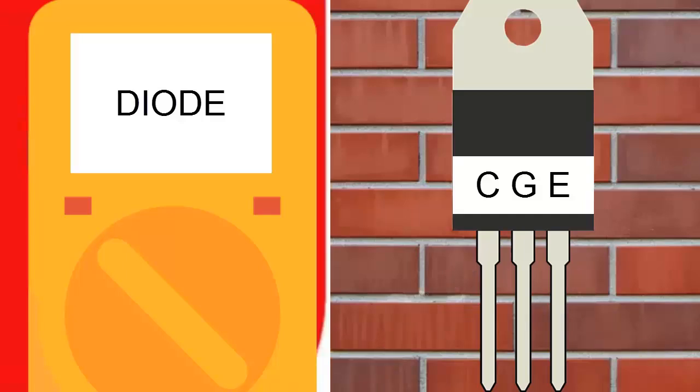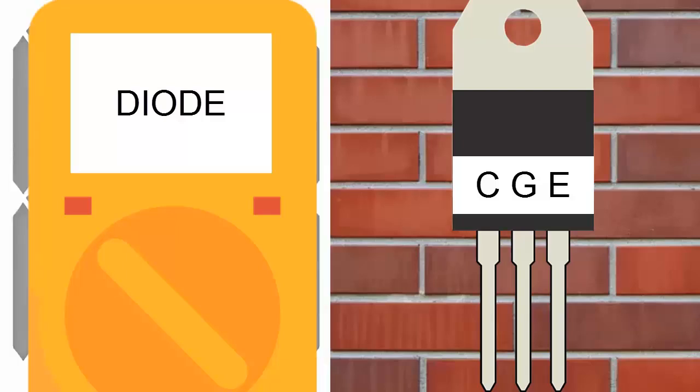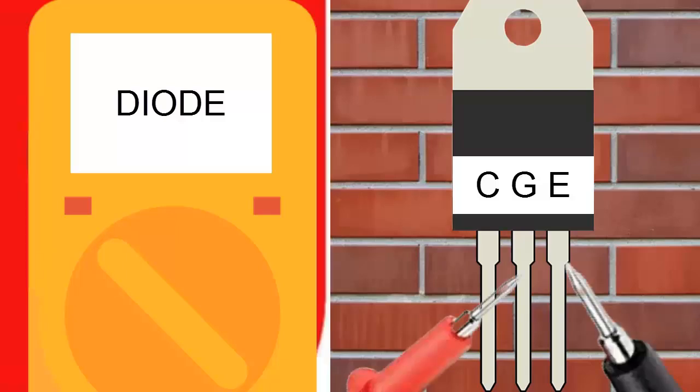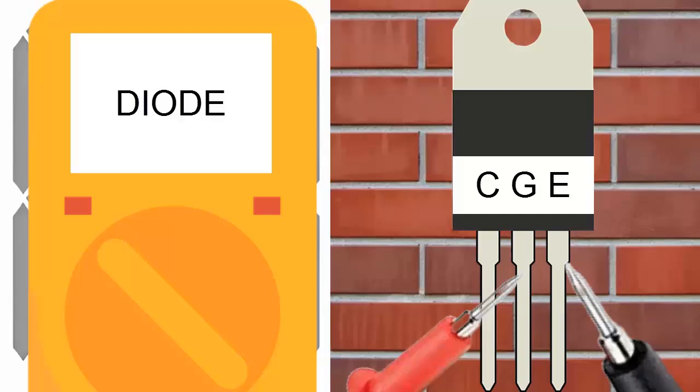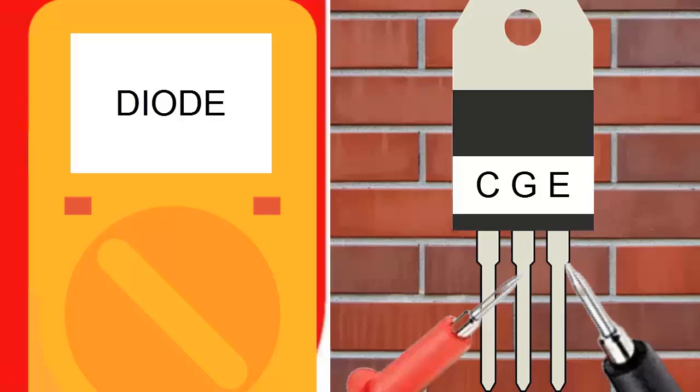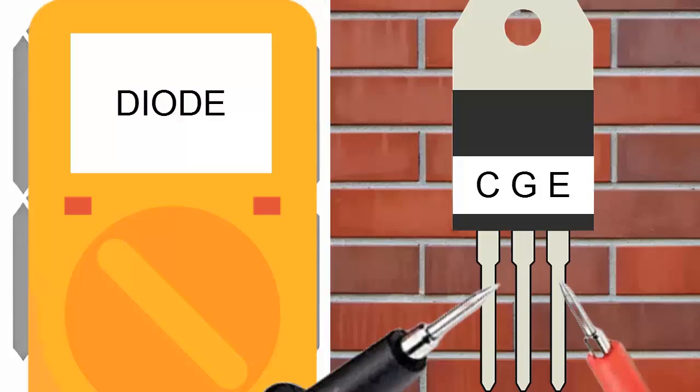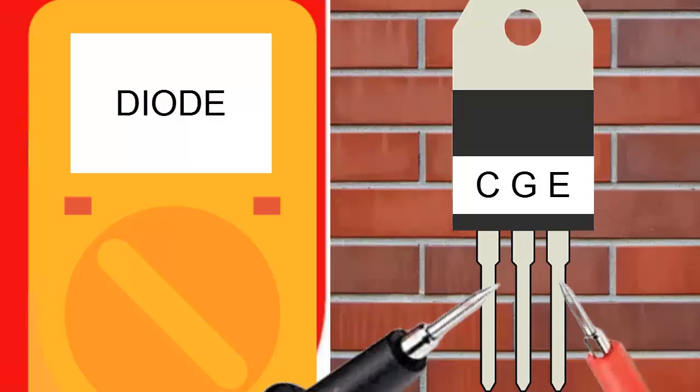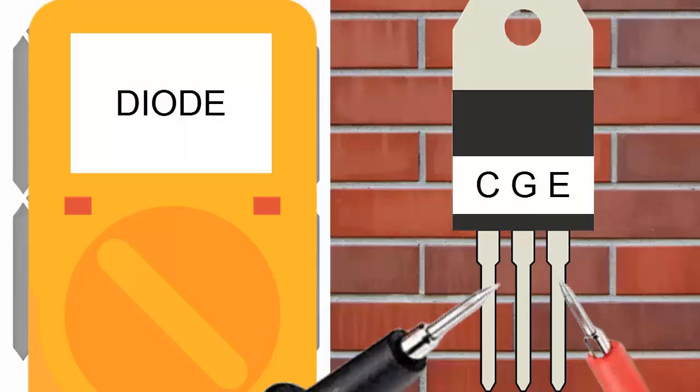C. Gate activation test. Place the positive lead on the gate and the negative on the emitter for a few seconds. Then, without touching the gate, measure again between the collector and emitter, negative on the collector and positive on the emitter. If the IGBT works correctly, there should be conduction, low resistance, or a few millivolts.